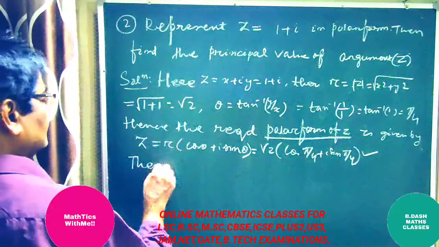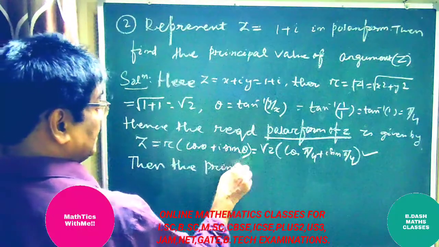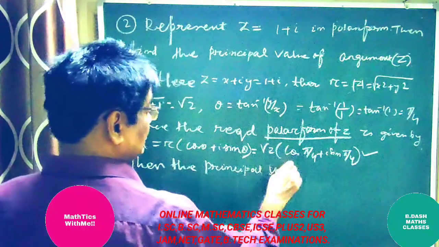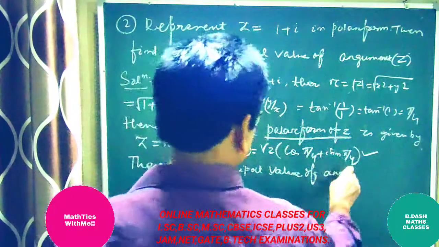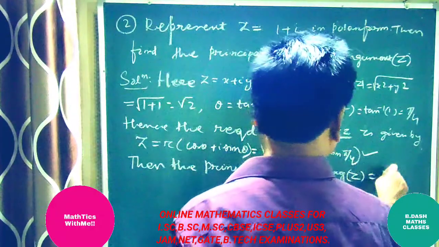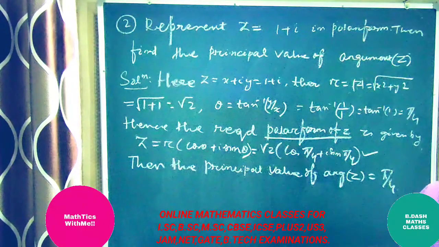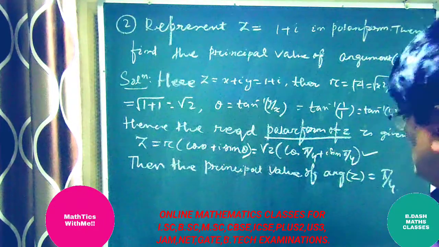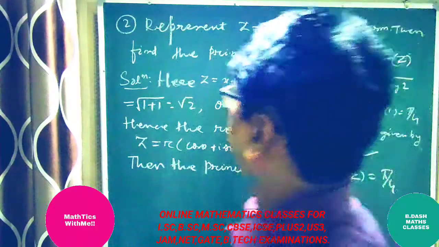Then the principal value of argument of z is equal to pi by 4, which lies between minus pi and pi. So our second problem is now solved. Now let us proceed to solve the third problem.